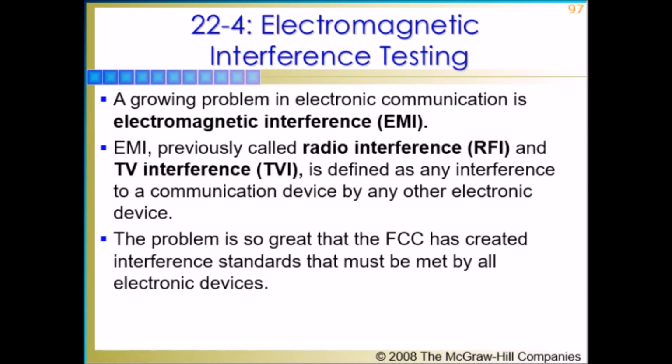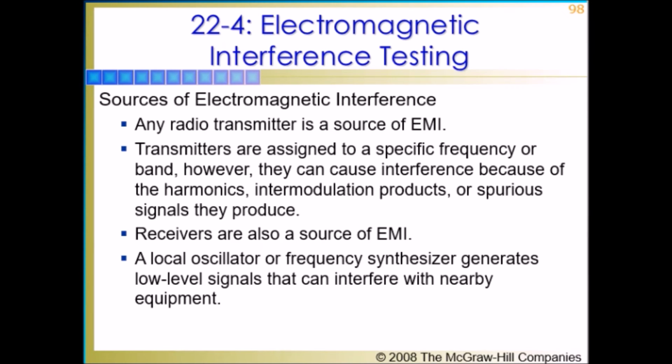As the number of computers has increased, and more and more cell phones and other wireless devices have come into use, the EMI problem has become a major one. The problem is so great that the FCC has created interference standards that must be met by all electronic devices. Before any electronic equipment can be sold and used, it must be tested and certified by the FCC to ensure that it does not emit radiation in excess of the allowed amount.